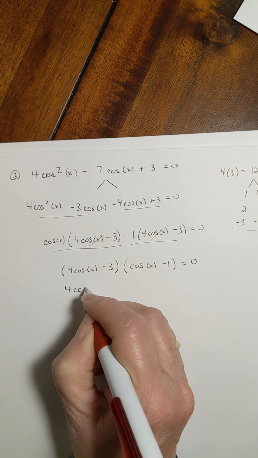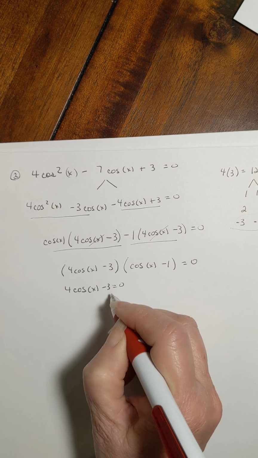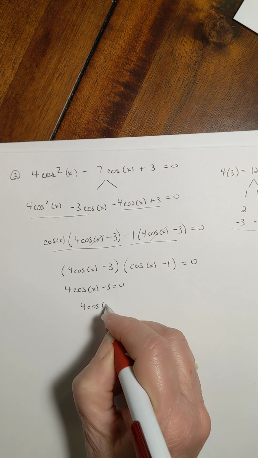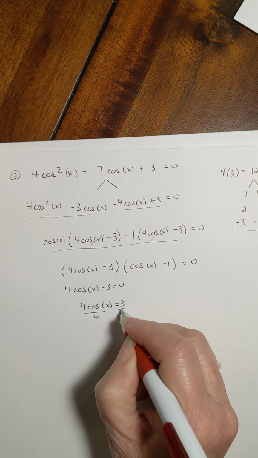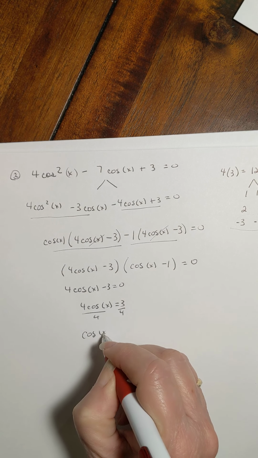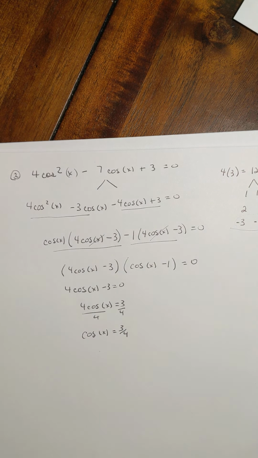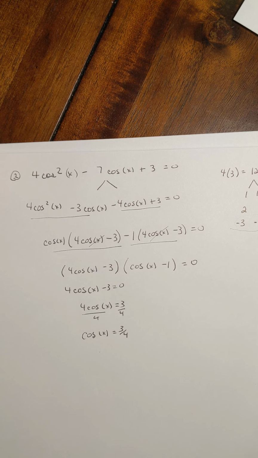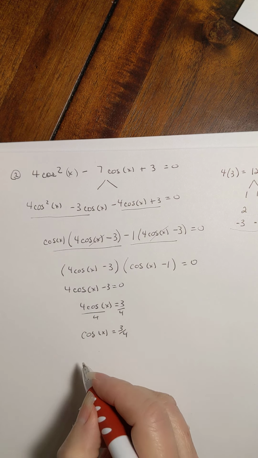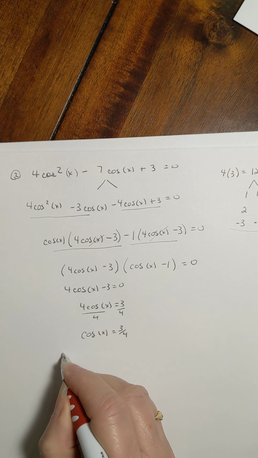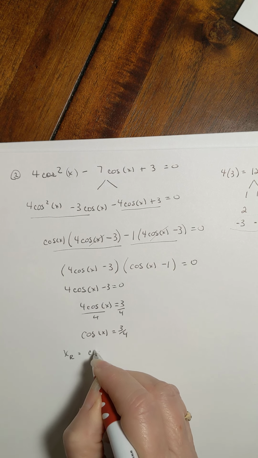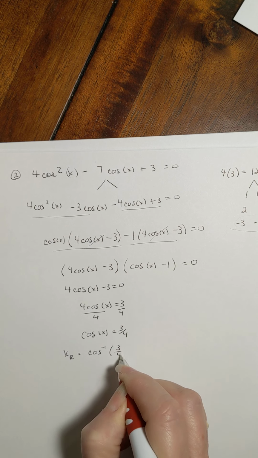And so if 4 cosine of x minus 3 equals 0, bring the 3 over. 4 cosine of x equals 3, and divide by 4. So I get cosine of x equals 3/4. So this will give me 2 of the triangles. Now this is not one of the triangles that we know. So I'm going to have to use my calculator. And so my reference triangle will be equal to the inverse cosine of 3/4.